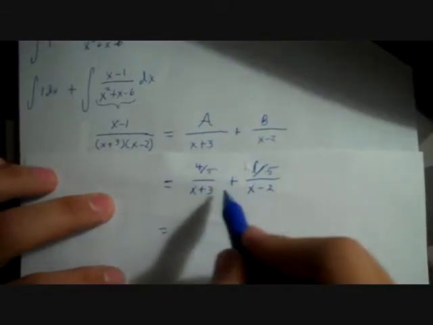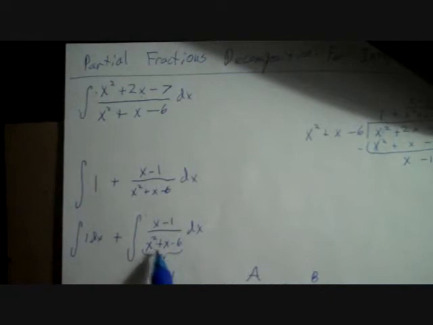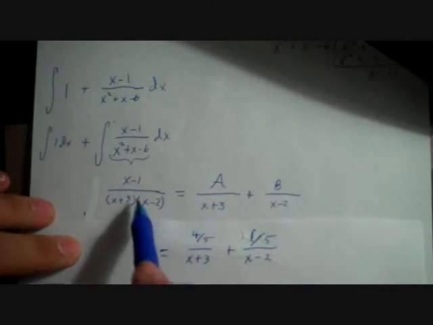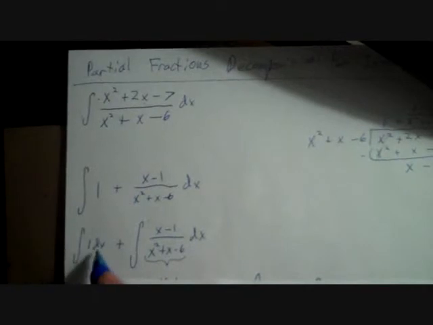So this is much easier to integrate. So instead of having our integrand look like this, let's rewrite this using what we know, that this is equal to this now. So our problem suddenly has become the integral of 1 dx, plus the integral of 4/5 over x plus 3, plus 1/5 over x minus 2, all dx.